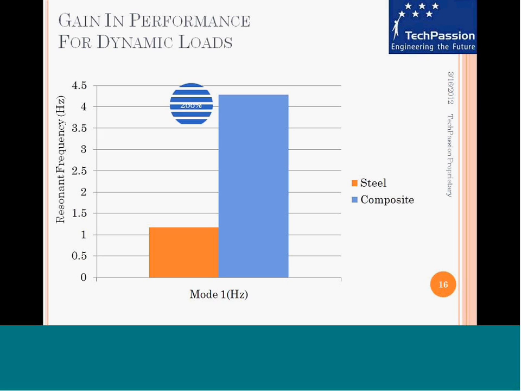So here again, we get a much higher gain in performance. The first resonant frequency for the tube that is made out of composites comes out to be 266% higher than the tube that is made out of steel.